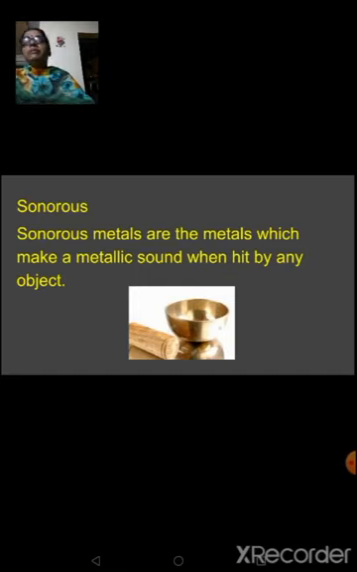So these are the basic physical properties of metals: being lustrous in nature, being malleable, being ductile, showing the property of conductivity, being sonorous. These are all the basic properties of metals. But though metals are said to possess these properties of being lustrous, malleability, ductility, hardness, sonorous, there are a few exceptions. What are they? That's what we are going to see now.